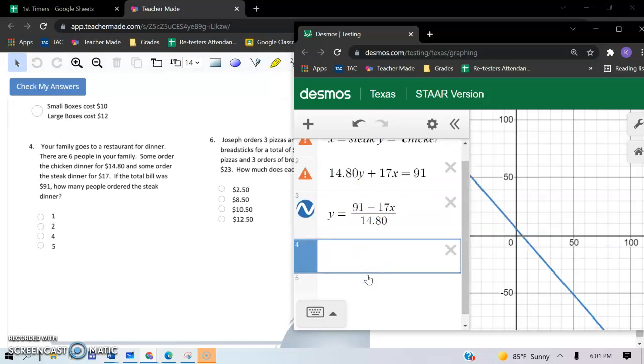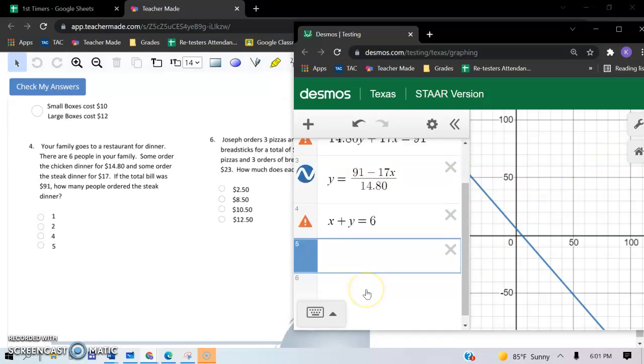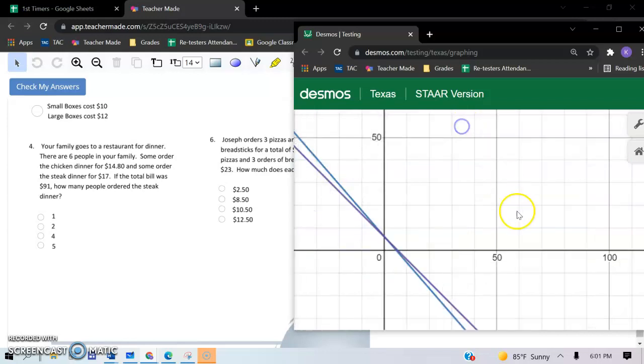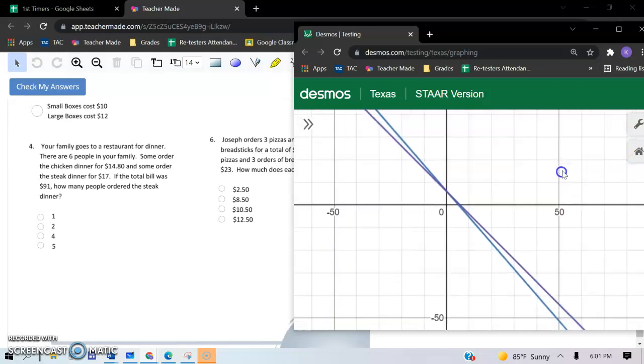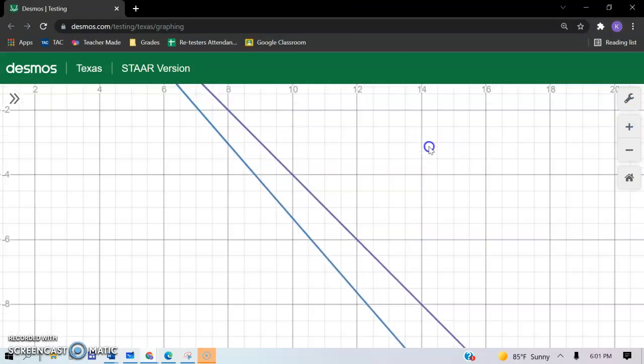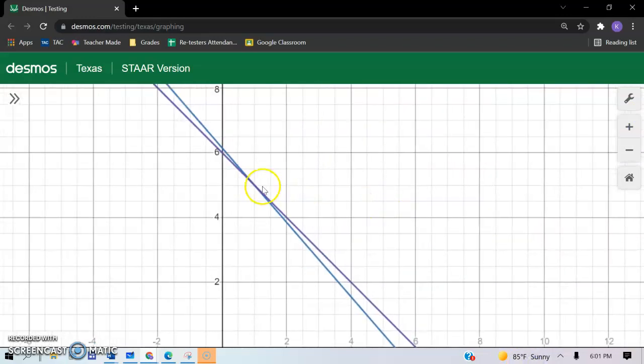Now let's go with the other one. We don't know how many steaks. We don't know how many chicken, but we know it's a total of 6 orders. So this one is y equals 6, opposite of positive x, negative x, divided by the number in front of the y, which is a positive 1. So I have here my 2 graphs. I'm going to just zoom in a little bit so that I can see where they cross. They cross right there, 1, 5.